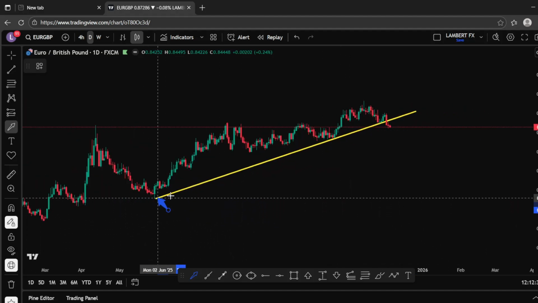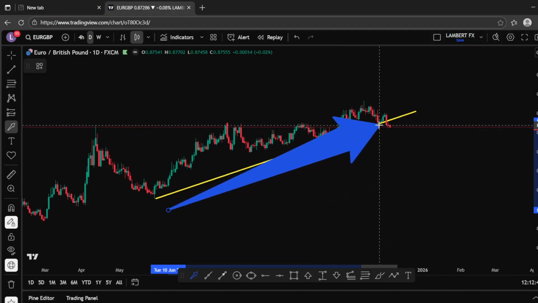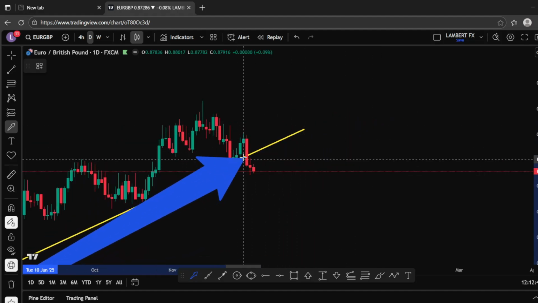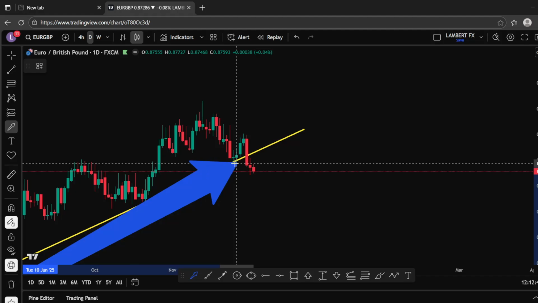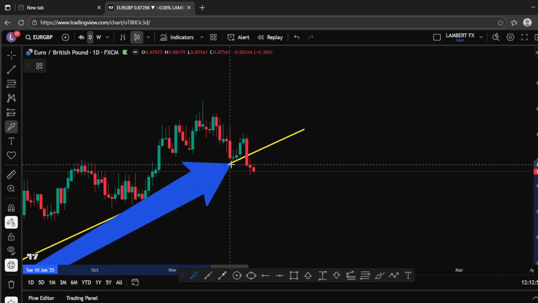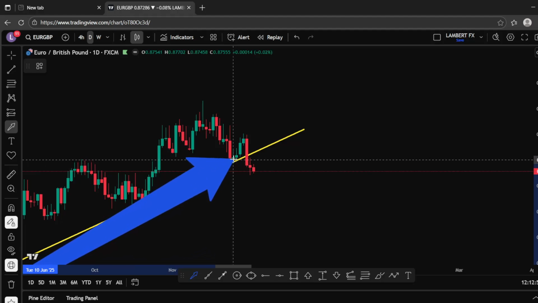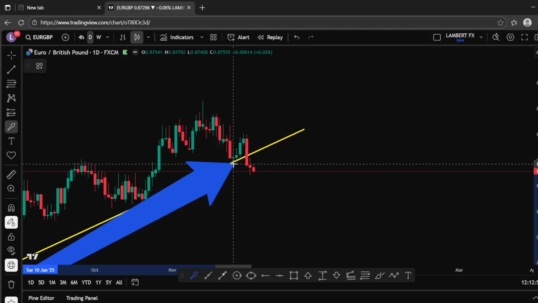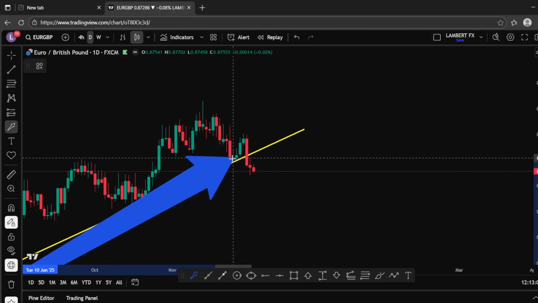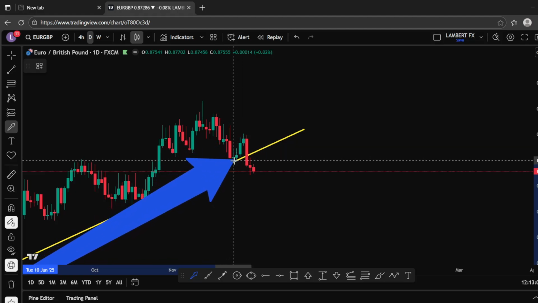So we have one second rejection, and then last week, is that Wednesday or Thursday? I remember when I was looking at this chart, we had the third bounce of the trend line. So this, 1, 2, 3, 4 days of bullish candles are actually inducing candles to get you to go long.